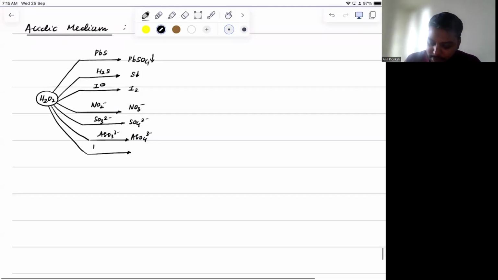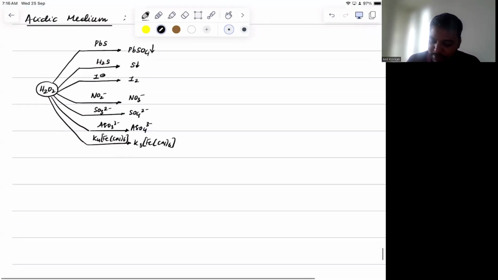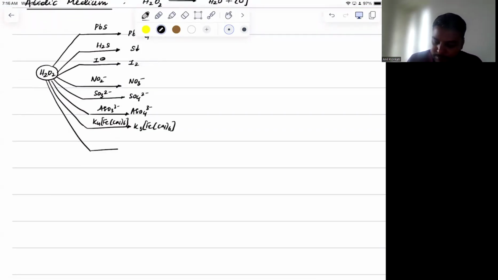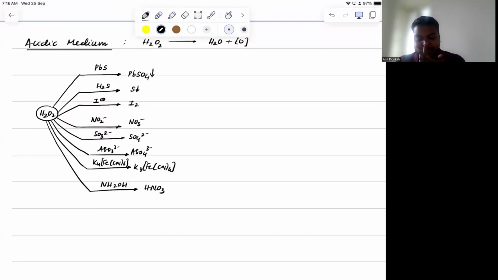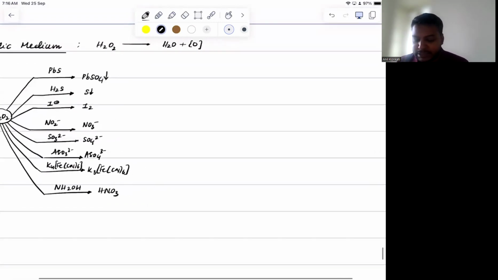Now if you have K4[Fe(CN)6], that will convert into K3[Fe(CN)6]. So oxidation state of iron changes from +2 to +3. Alright, so it changes from +2 to +3. Next, if you only have NH2OH, it will convert into HNO3. These are all the cases where it is acting in acidic medium. It is acting like an oxidizing agent.